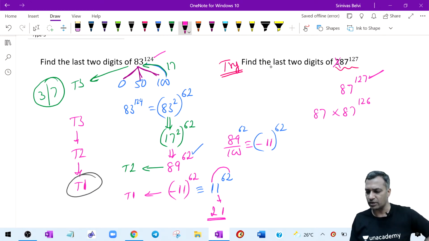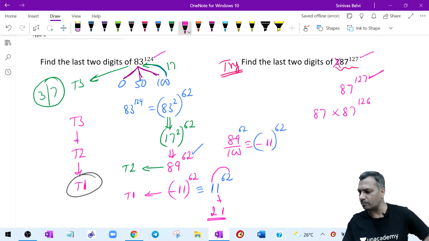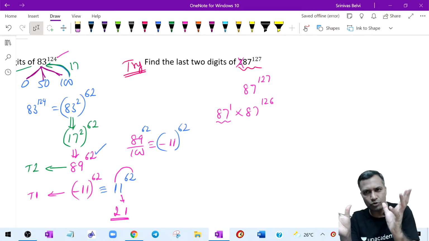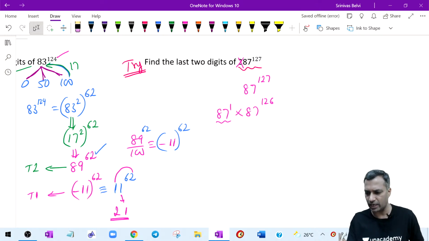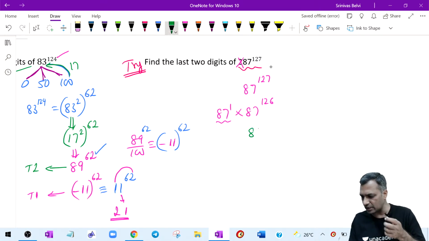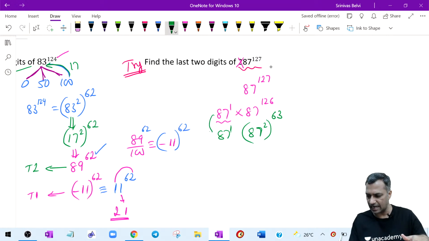But the point is, it is an odd power now. If it is an odd power, why don't you pull out 87 to the power 1? Pull out one power there and package the rest of them. So package this, and you say that this is 87 whole square, so then this is nothing but 63. All making sense: 87 raised to power 1, bring this number as it is down.